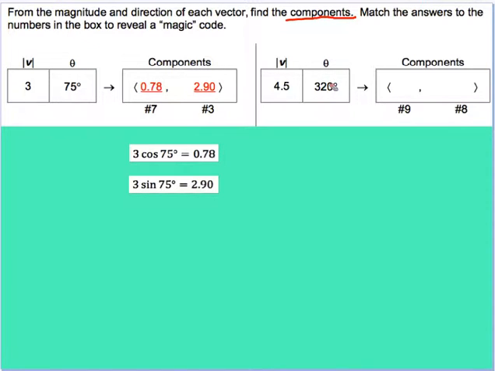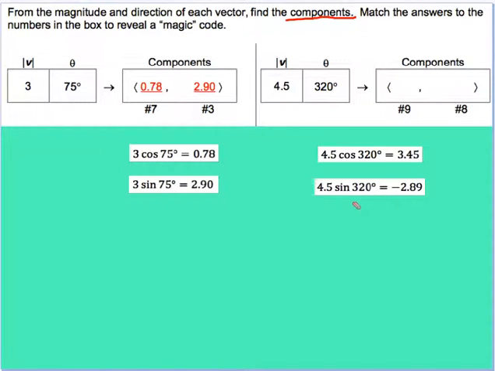Okay, over here you have one more example. We have a magnitude of 4.5 and direction is 320 degrees. So to find x, we use cosine. To find y, we use sine. Plug it in. Notice our sine is negative. Well, at 320 degrees, we're in the fourth quadrant, and your y value is negative. So it makes sense that this would be negative. All right, and then my x and my y round to 2 decimal places. All right, so there you go.